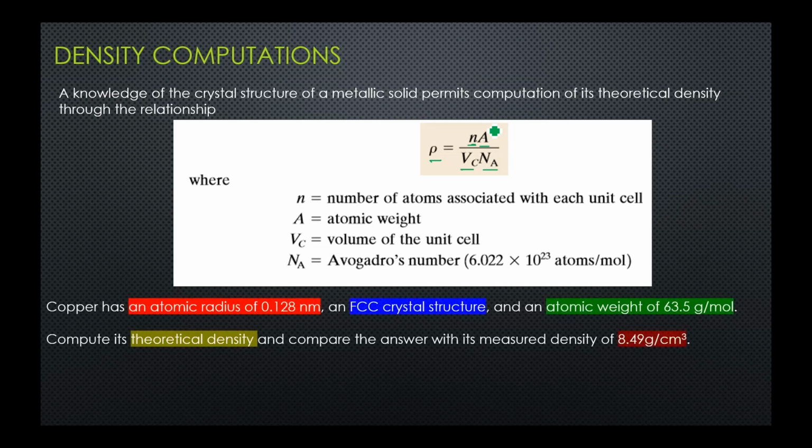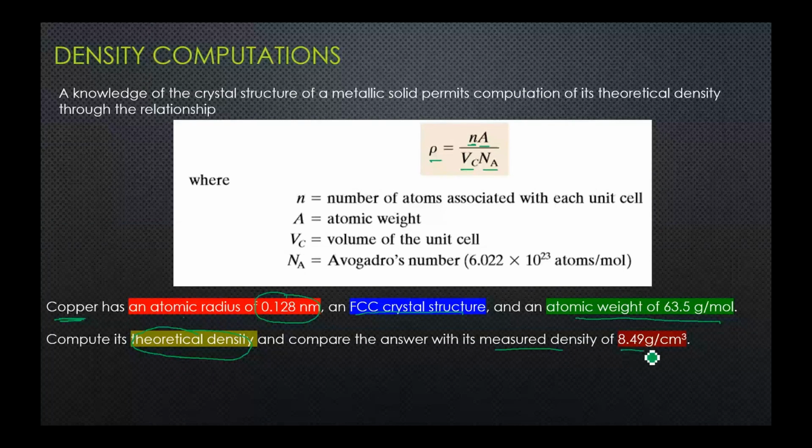We have an example over here which says that copper, an element which has an atomic radius of 0.128 nanometers, having FCC crystal structure, atomic weight of 63.5, you have to compute the theoretical density of copper, having known that the measured or experimental density is 8.49 grams per centimeter cube. So what we'll do is find out the density theoretically.